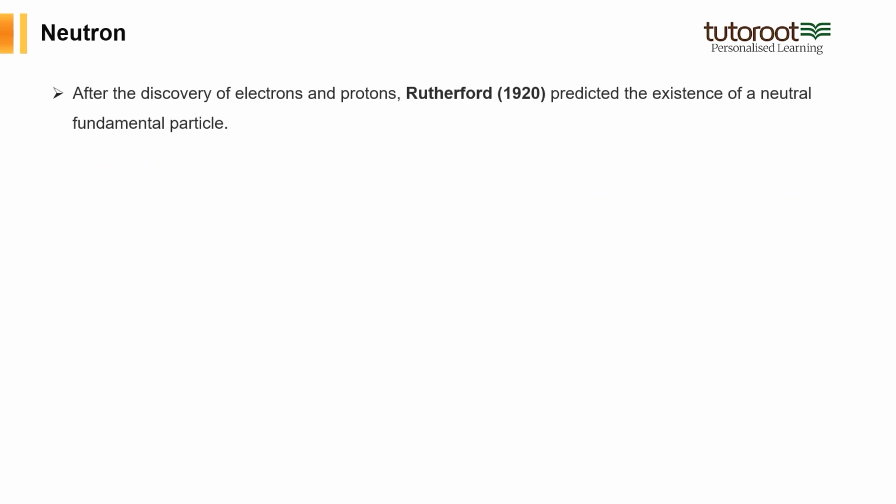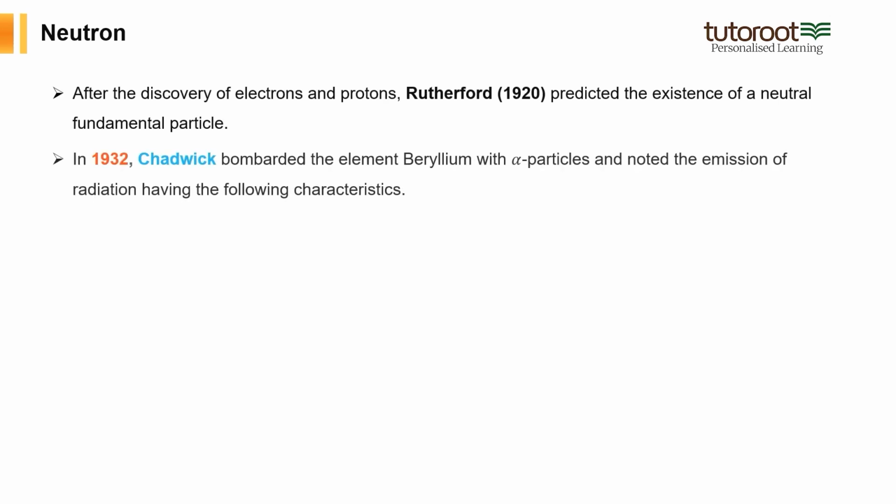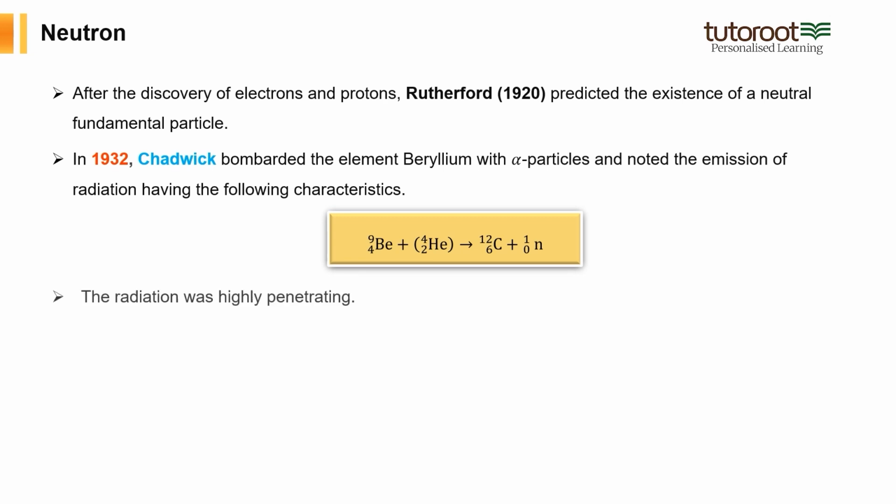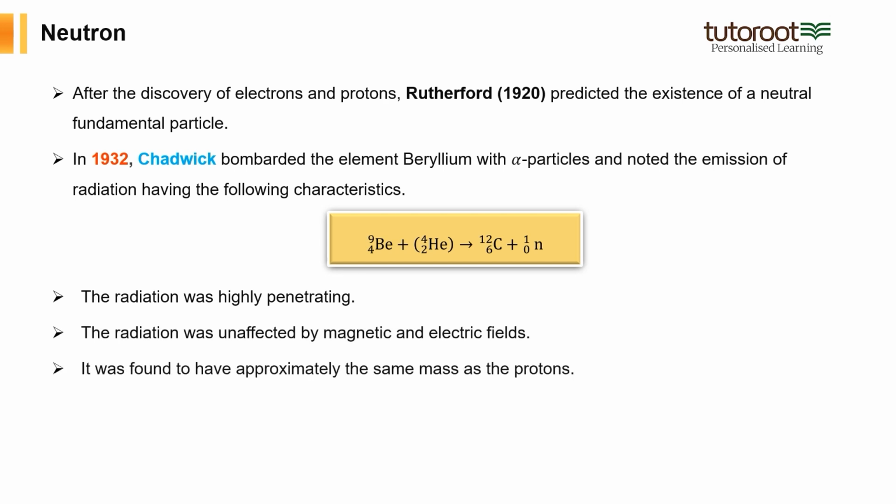After the discovery of electrons and protons, Rutherford predicted the existence of a neutral fundamental particle. In around the year 1932, Chadwick bombarded the element beryllium with alpha particles and noted the emission of radiation having the following characteristics. The radiation was highly penetrating. The radiation was unaffected by magnetic and electric fields. It was found to have approximately the same mass as the protons.